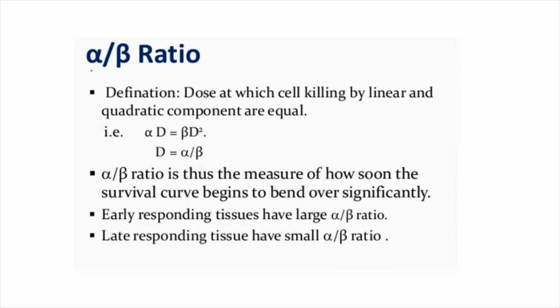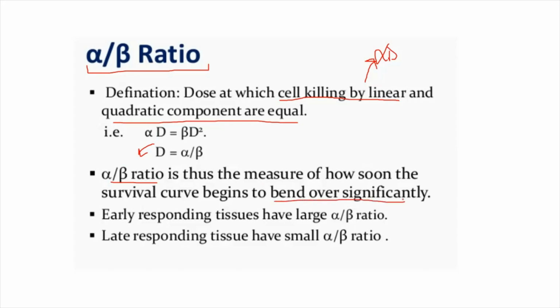Again, moving to the alpha beta ratio as we have defined, it's the dose at which killing by the linear component and the quadratic component become equal, where the linear component is alpha D and the quadratic component is beta D squared. And this ratio, as I've told before, describes the bendiness of the curve. How much the curve will bend depends on this ratio. So the alpha beta ratio is the measure of how soon the survival curve begins to bend over significantly.